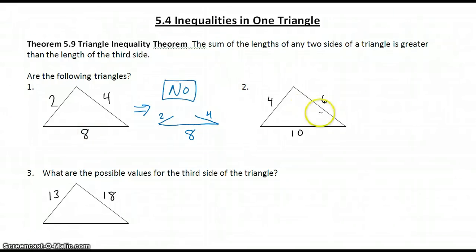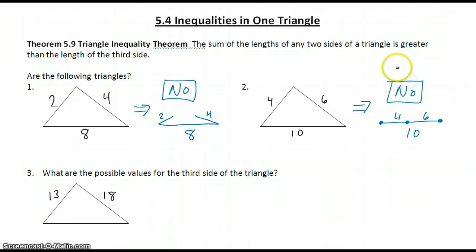If we look at example 2, again, 4 and 10 are greater than 6. And 6 and 10 are greater than 4. But if we look at 4 and 6, the sum of 4 and 6 is 10. So if we tried to draw this triangle to scale, we'd have a line that is 10 long, a line segment that is 4 long, and a line segment that is 6 long. And if we tried to connect those pieces together, we'd end up with one coincidental line. So this one is also not a triangle.